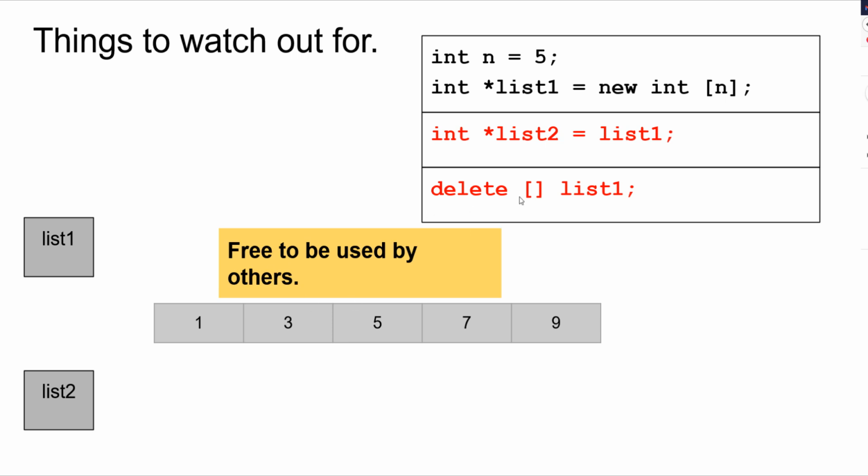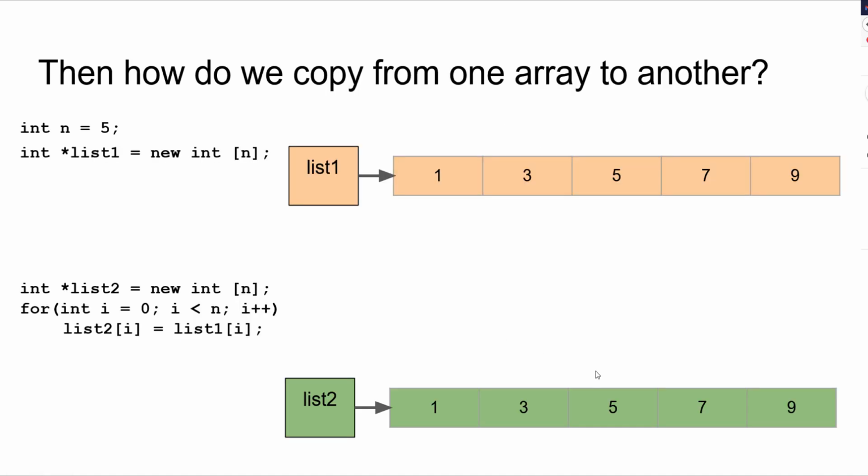Delete list1. The minute you delete list1, this memory has been freed, which means list2 can't access it either. The memory is gone. It's been freed. That means neither one of them are connected to this. That's something to watch out for. So don't try to access list2 after it's been deleted by list1.